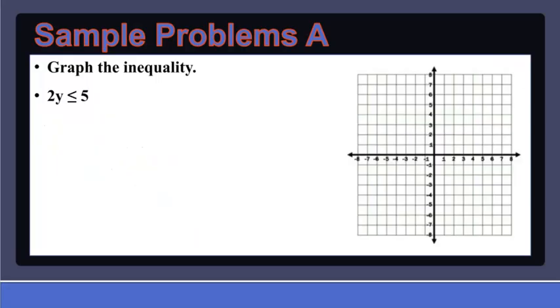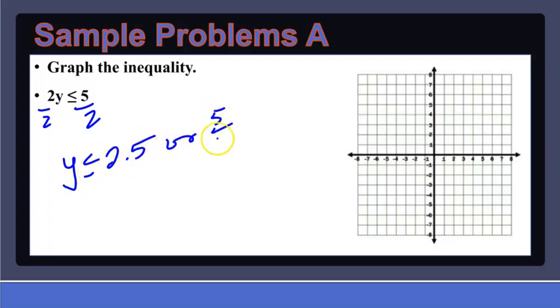Here we want to graph 2y is less than or equal to 5, so I'm going to divide by 2. And y is going to be less than or equal to 2.5 or 5/2. So 2.5 on the y-axis would be roughly here. It's going to be a horizontal line because there is no x. And it's going to be solid because it has the equal to symbol in it.